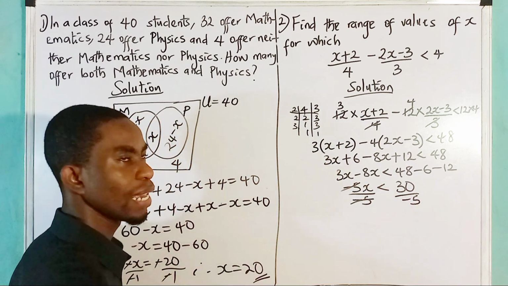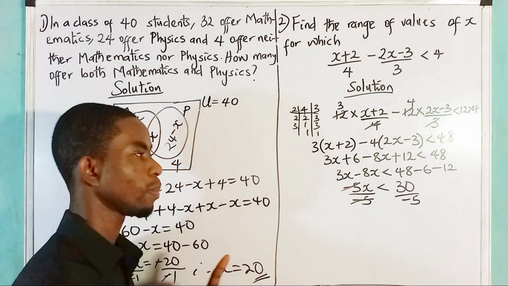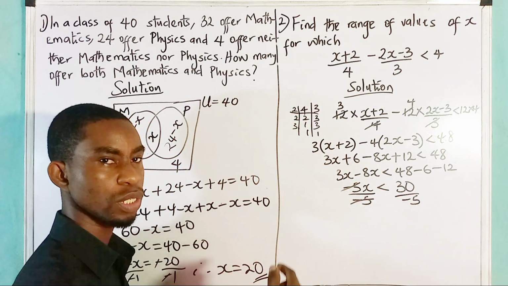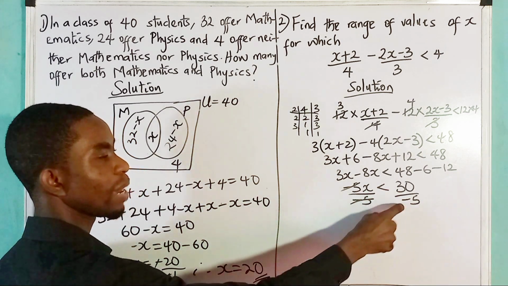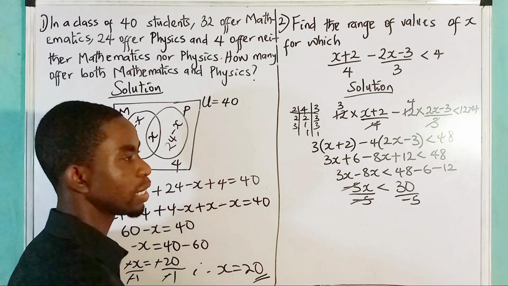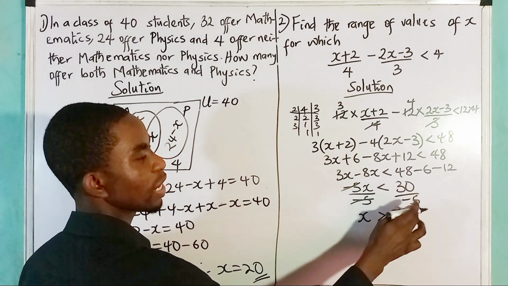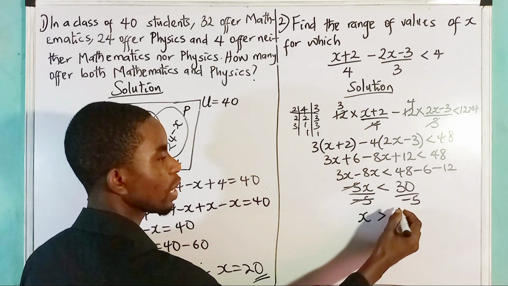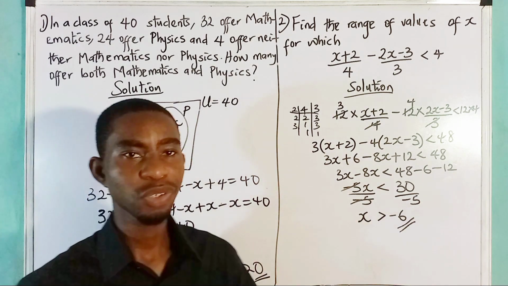Just we cancel this. Now take note, when you are dividing an inequality by a negative number, this sign changes to the opposite direction. So where this is less than, since we are dividing by minus, it's going to be greater than. So this becomes x greater than 30 divided by 5 is 6. And then we have minus 6. So that's question number 2. Let's go to number 3.